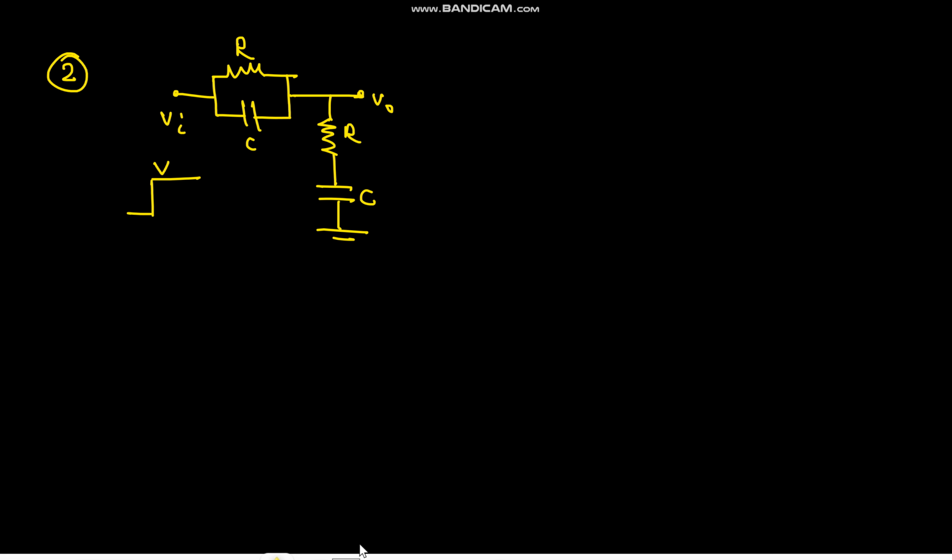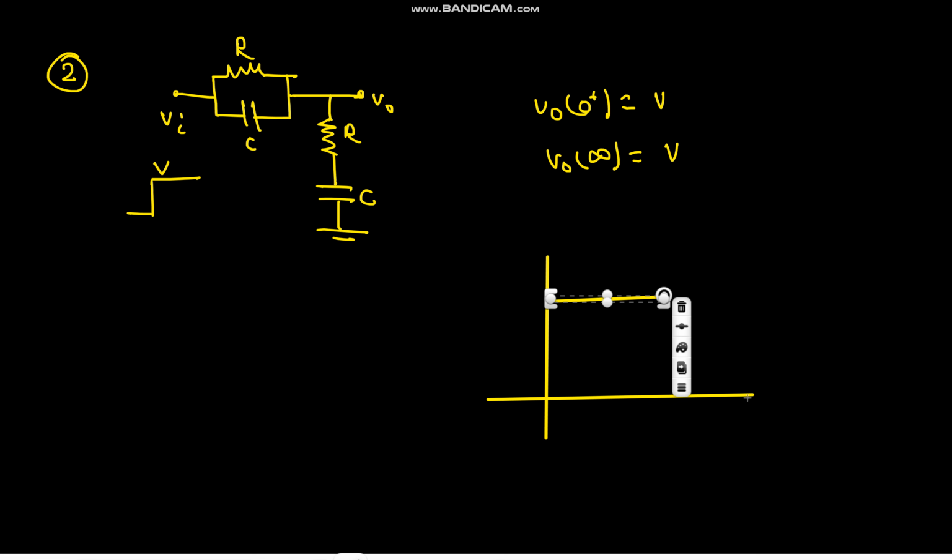Now coming to this one. Here at t equals 0 plus you have V in voltage, and at infinity it is open circuited, so it would be V in only. So your response will go something like this? No. Why? Because it's a second order system. So how will it look like? Like this, you have V, and again at steady state you will have V only.